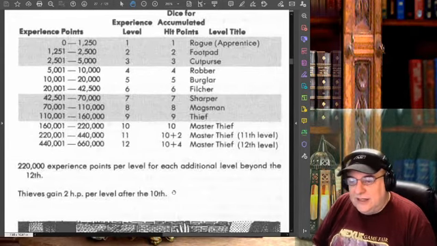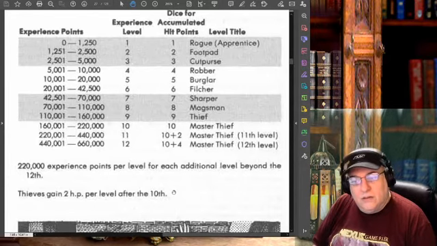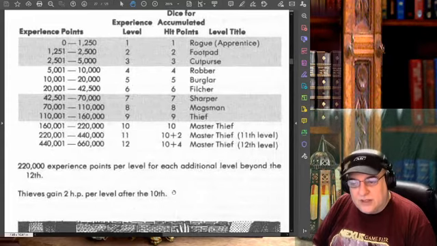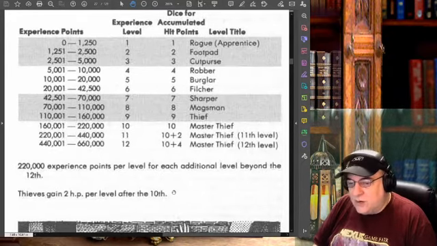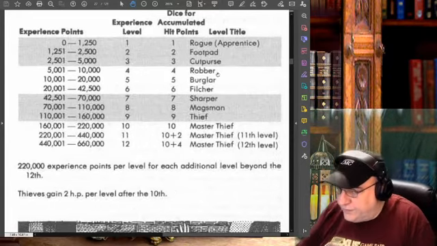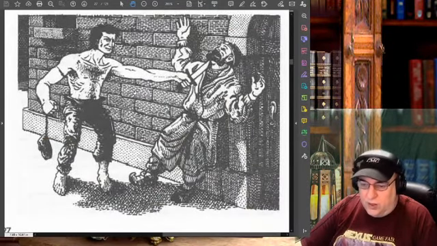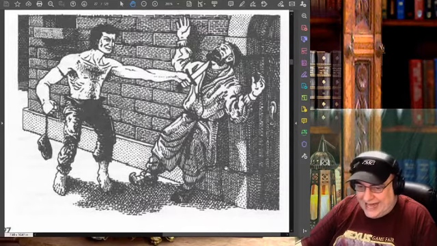Let's look at the titles. Rogue, parenthetically apprentice. Footpad, Cutpurse, Robber, Burglar, Filcher, Sharper, Magsman, Thief, Master Thief, 11th level, Master Thief, 12th level, and then so on. Sharper is probably not that unusual. Not so rare a word that people wouldn't look at that and say, oh, Sharper, okay. Maybe they would. Filcher, I think, obvious that it's somebody who steals something, right? Sharper and Magsman might be a little archaic for your game group. Always loved this image. What a classic.